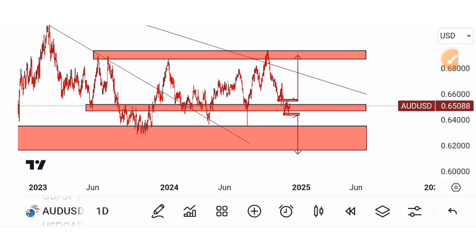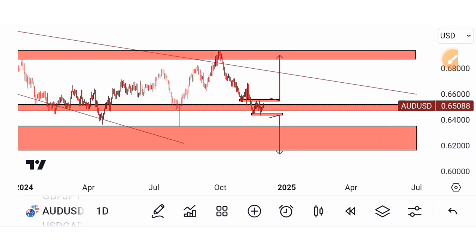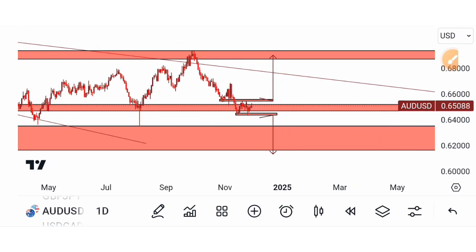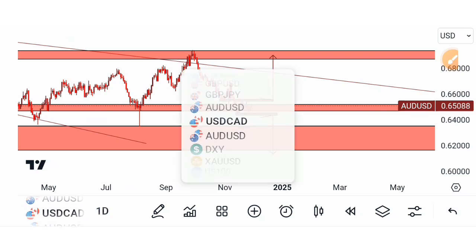Apart from that, this market for me at the moment, I don't really have a bias. I'm just going to have to wait and see how price ends up breaking above or below this range over there. Moving on to USDCAD, and I'm closing with this one.